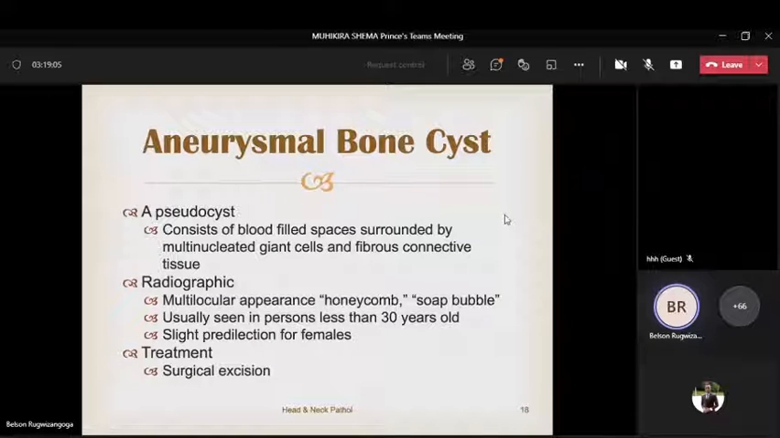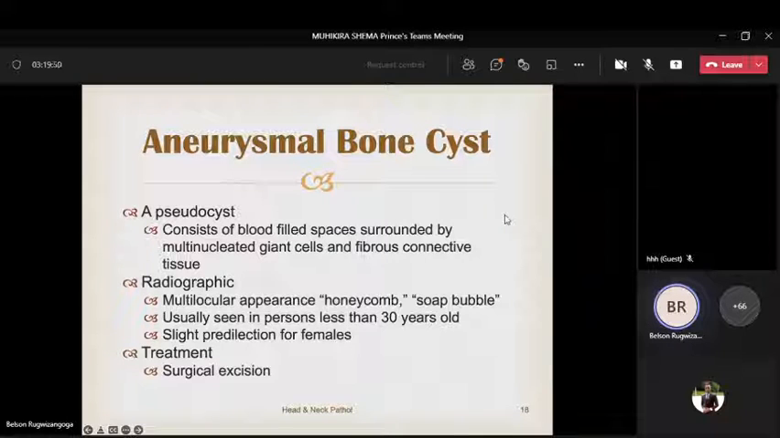Aneurysmal bone cyst can exist in any bone. It doesn't exist only in the head and neck area. It can exist in any other bone, which is why you hear about it in other disciplines such as orthopedics. First of all, it is a pseudocyst. In histopathology, we say pseudocyst when there is no epithelial lining. So we see a cystic cavity with cystic content, but there is no epithelium. In that case, we say there is a cyst, but it is not a true cyst.